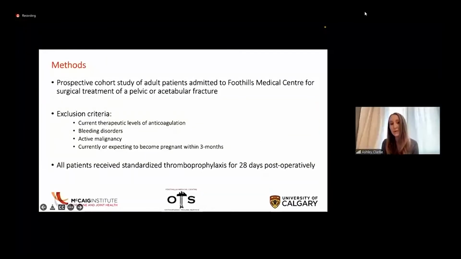So this is a prospective cohort study of adults with surgically treated pelvic and acetabular fractures who are admitted to Foothills Medical Center here in Calgary. It is a level 1 trauma center for all of southern Alberta. These patients have serial TEG analysis performed at time points determined a priori for up to 3 months following their surgery. Exclusion criteria include being on current therapeutic anticoagulation, known bleeding disorders, or conditions that we already know increase the risk of clotting, such as cancer and pregnancy. All patients in our study have received standardized thromboprophylaxis postoperatively.